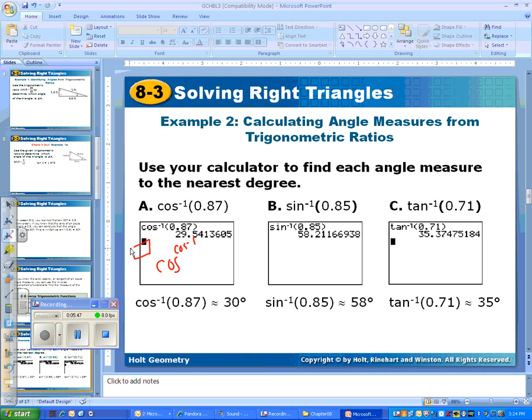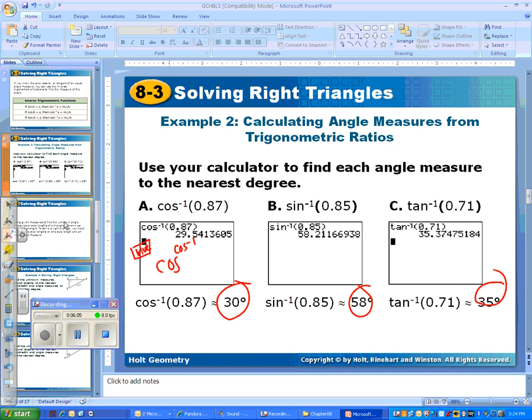You usually have to hit a blue button or a shift button or whatever and then hit cosine, and that's how you can get cosine inverse. So punch these into your calculators and make sure you get these answers. If not, let me see your calculator. Okay. So we use inverse trig functions to find angle measures, not side lengths.